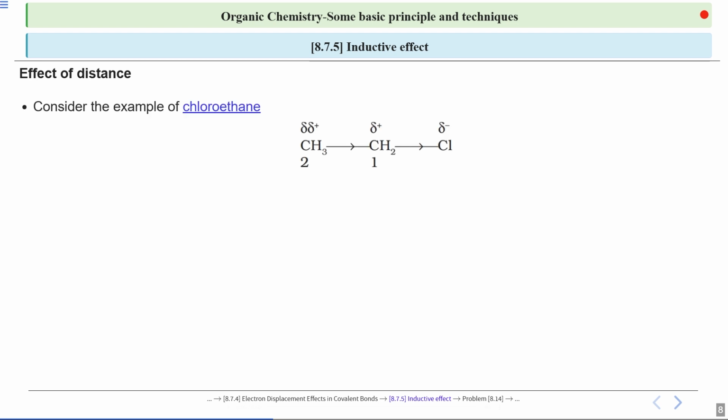Consider the example of chloroethane. Notice how a chlorine atom is attached to the carbon 1 atom.